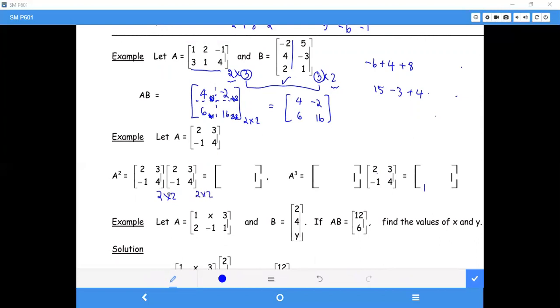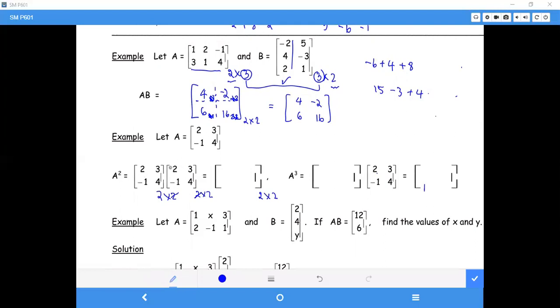Yes, you can multiply them, because this number and that number are equal, and your result will come out 2 by 2 because of the outside numbers. So you will have 4 members. Okay, let's start. The first one here, you will get from the first row multiplied with the first column.